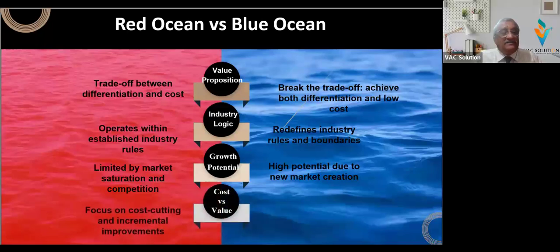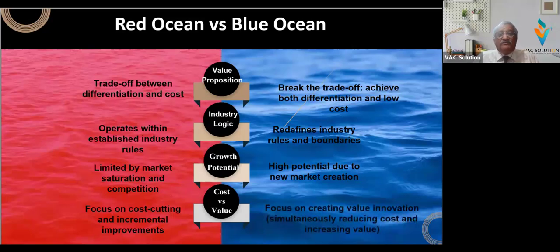Now, cost versus value, as I was telling. Red Ocean constantly focuses on cost cutting and incremental improvements. Step by step, you keep on improving, and in the process you keep on cutting cost. You talk constantly about economies of scale, and you keep transferring the cost cutting benefit to your customer so that you stay competitive. Whereas in a Blue Ocean, you focus on creating value innovation, simultaneously reducing cost and increasing value. This is going to be the prime focus of our masterclass today.